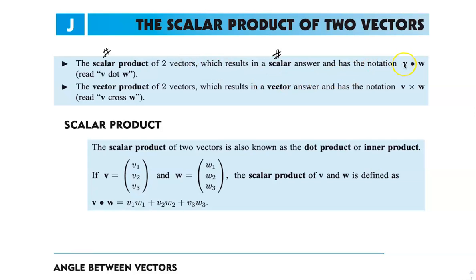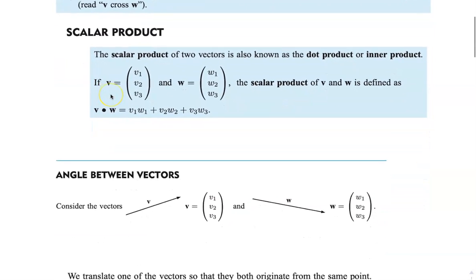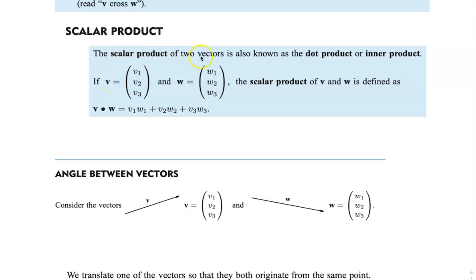And the notation is this right here, v dot w. There's also a vector product, which we don't talk about in SL, so let's get past that. So here's a scalar product. It is in your formula sheet. The scalar product of two vectors, also known as a dot product, is where you take these vectors and just multiply across. So v1 times w1, v2 times w2, v3 times w3, and you add them up. And that's it. That's the dot product or scalar product.